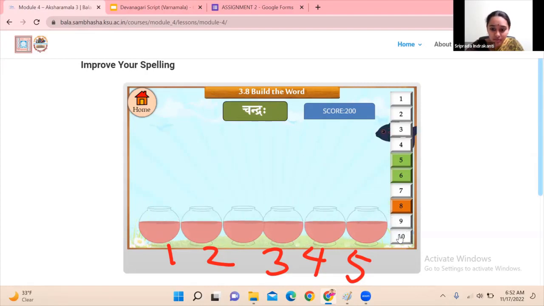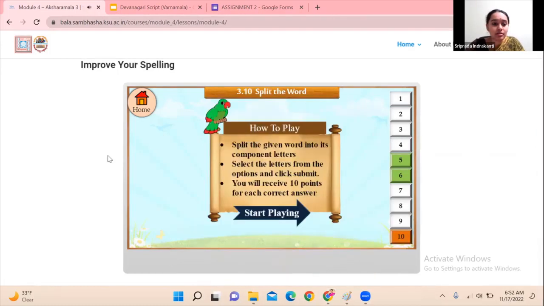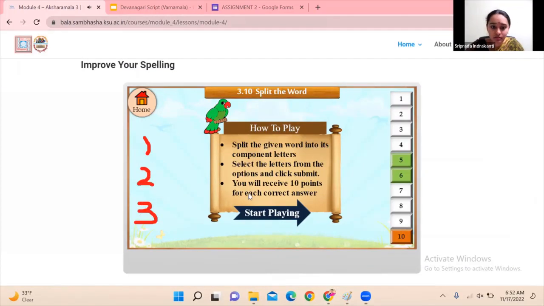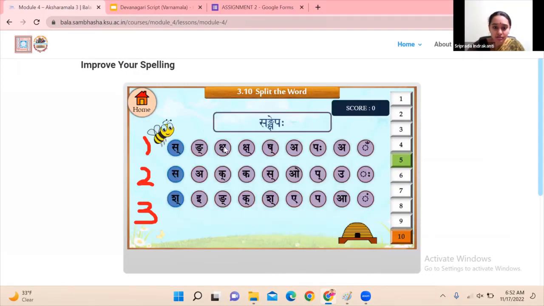We'll look at one more game. This one's a little bit different. We have to put 3 options over here. So over here we have the word. You have to be able to read it, and I'll read it after you have some time to read it. So this is Sankshepaha. The first one, please tell me the order.